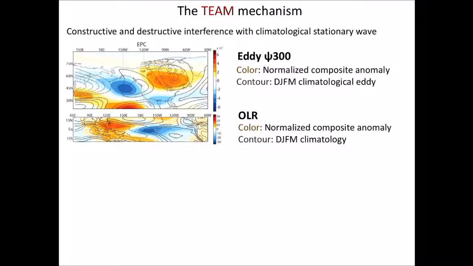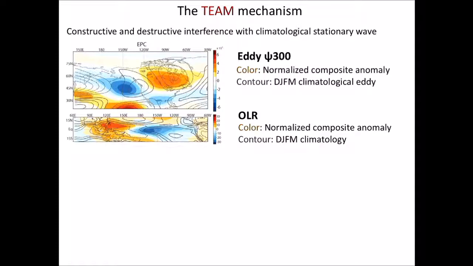So let's look a little bit more closely at this. Here I'm trying to illustrate how well or how poorly we see this constructive or destructive interference with the climatological stationary wave. In the bottom panel, again, the colors are the composite anomalies of the OLR, and the contours are the climatology of the OLR. And this is for convective eastern Pacific events. Then in the top panels, this is eddy 300 millibar stream function. The colors are the composite anomaly, and the contours are the climatological eddies.